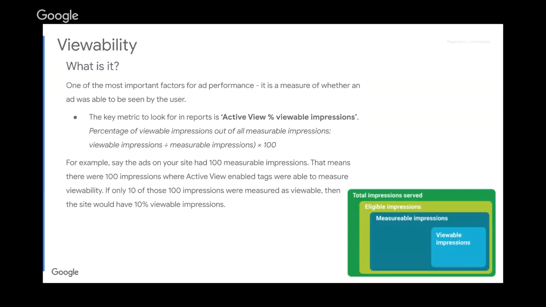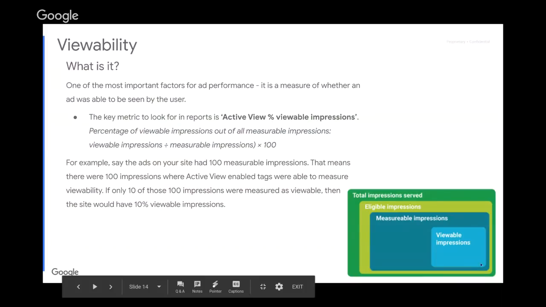So for example, if you say that the ads on your site had 100 measurable impressions, that means that there are 100 impressions where active view enabled tags were able to measure viewability. If only 10 out of those 100 impressions were measured as viewable, then your site would have 10% viewable impressions.